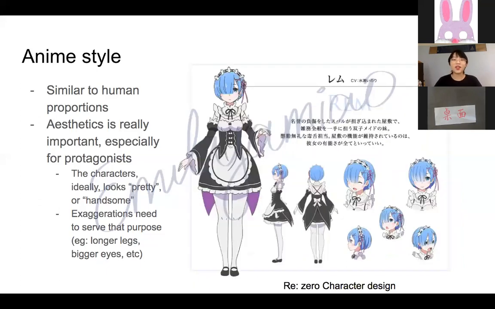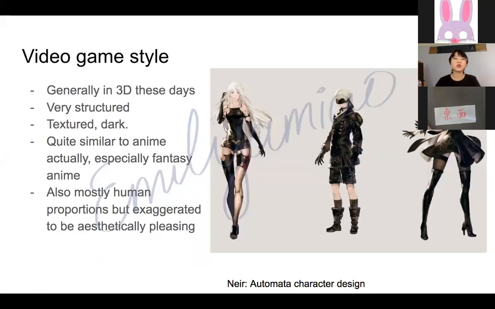Okay. Again, this is another example, right? Thin waist, slightly wider hips, smaller feet, smaller hands, big eyes, tiny nose, tiny mouth. These are all exaggerations to make a character look more appealing based from the base of a human figure, and also long legs.